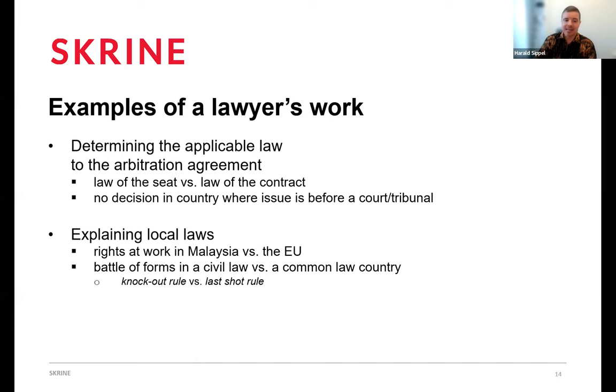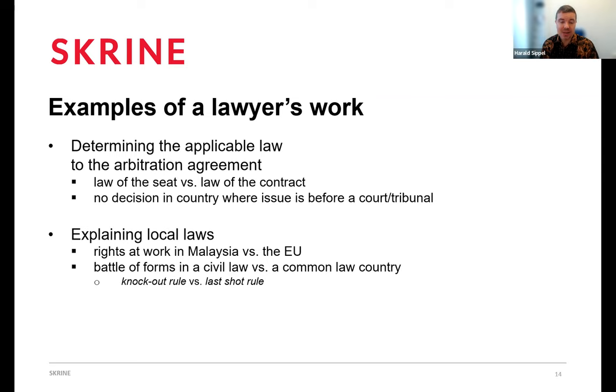Now, what happens in civil law countries is typically the knockout rule, which says: I have my set of conditions here and your set here. We compare them. If there is anything that is the same, we keep it. And if anything is not the same, for instance, your terms say Indonesian law applies, my terms say Austrian law applies, then it's not compatible, right? So it would be knocked out. That's the approach civil law countries take.